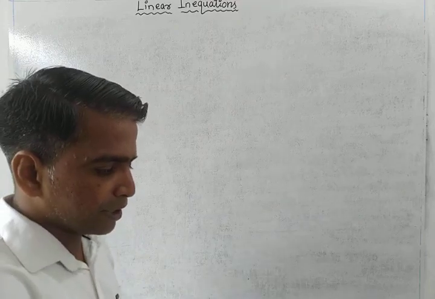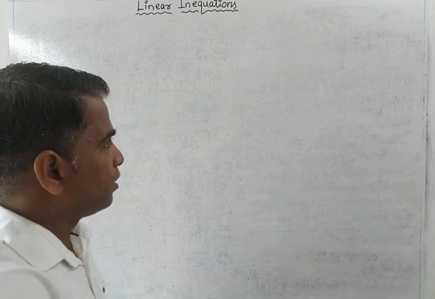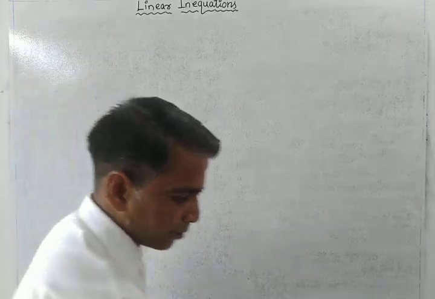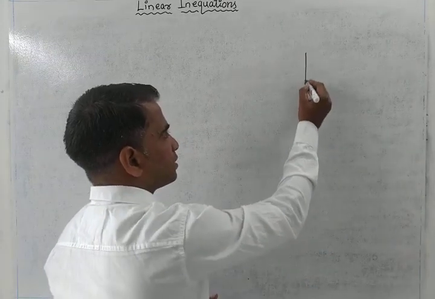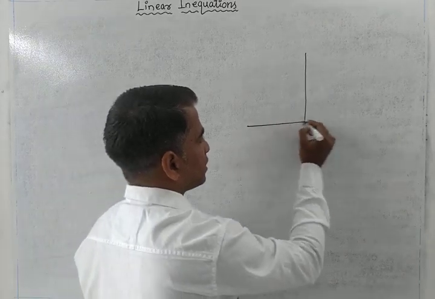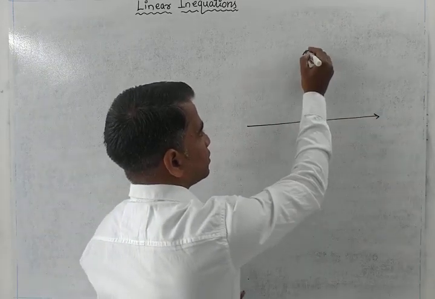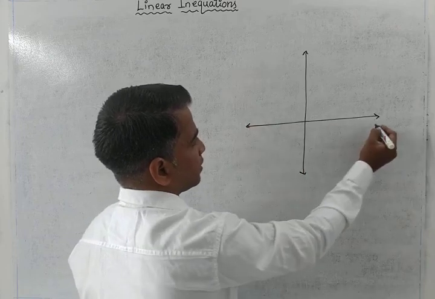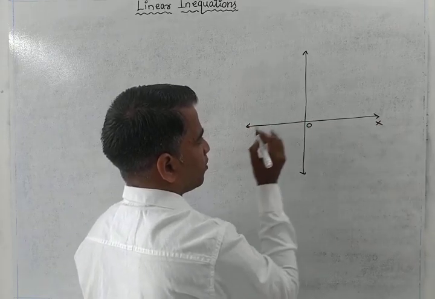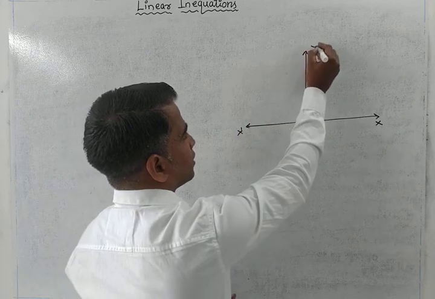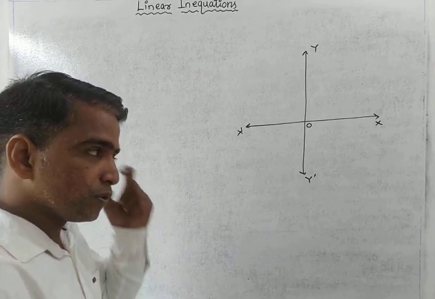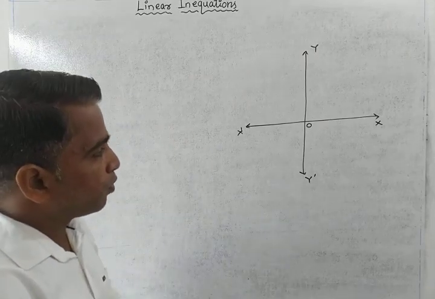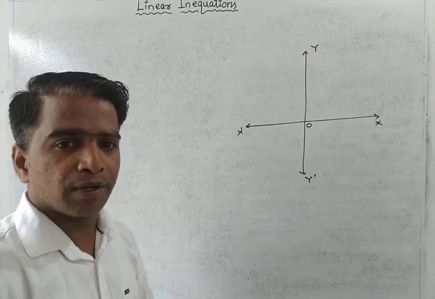Now, in the graphical representation of a line, we have to understand the Cartesian system. Everyone knows the x and y axes very well. So this is the x, this is the center O, this is x dash, this is y, this is y dash. Okay.